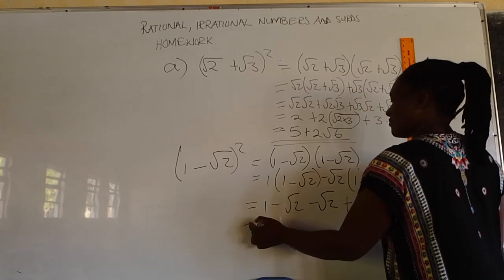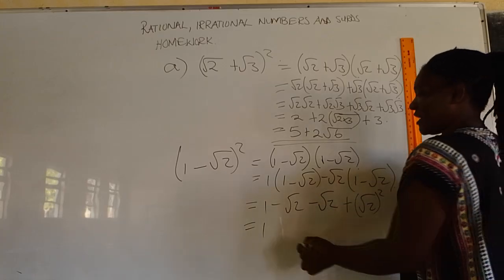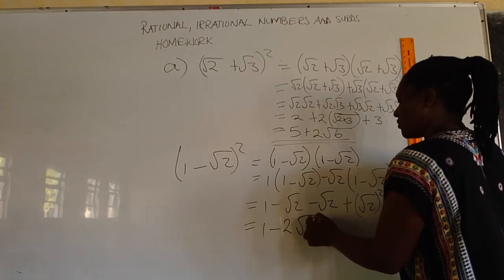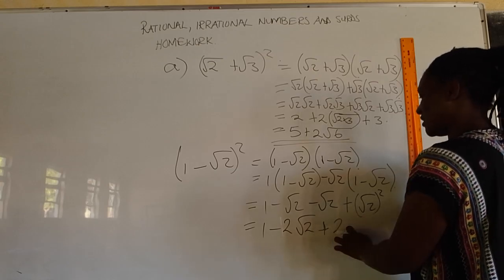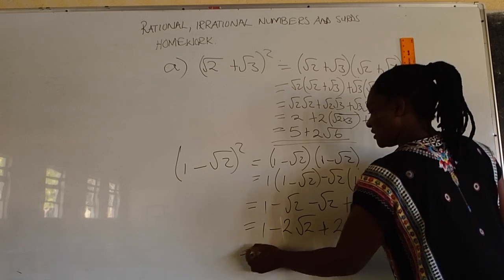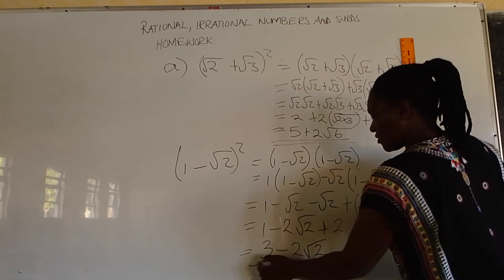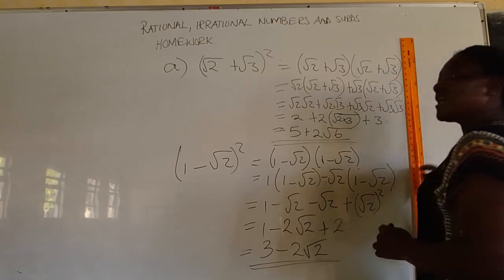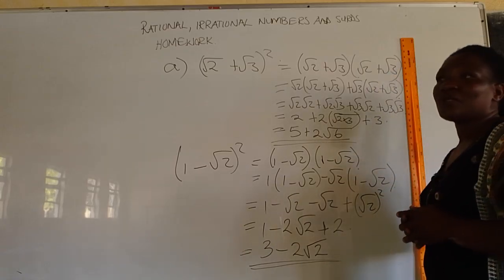Now have 1 minus root 2 minus root 2. It's minus 2 root 2 plus root 2 squared, it's 2. So we now have 1 plus 2, it's 3 minus 2 root 2. We have simplified as far as possible.